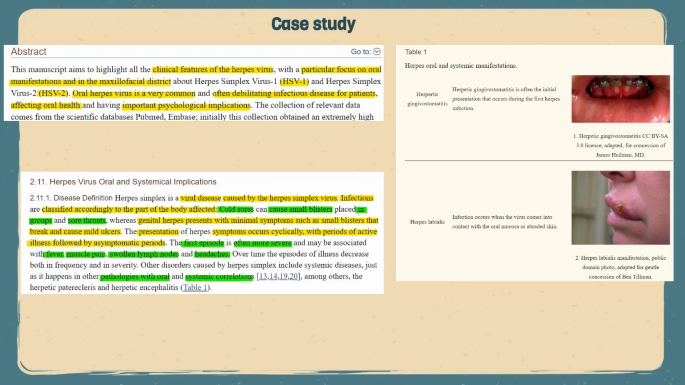The picture on the right showing herpes gingivostomatitis. It is often the initial presentation that occurs during the first herpes infection, and the picture below showing herpes labialis, where the infection occurs when the virus comes into contact with the oral mucosa or abraded skin.